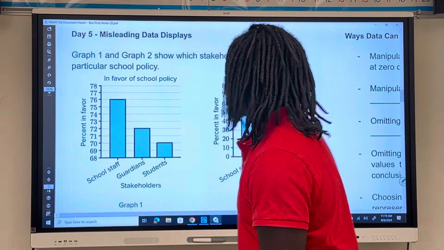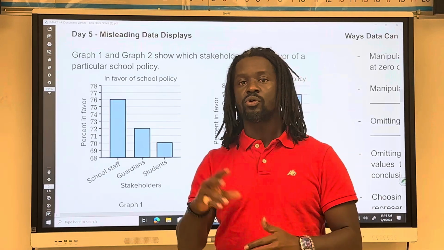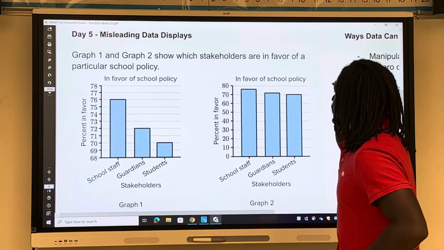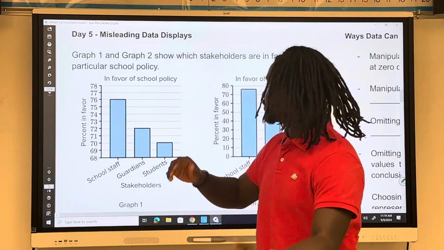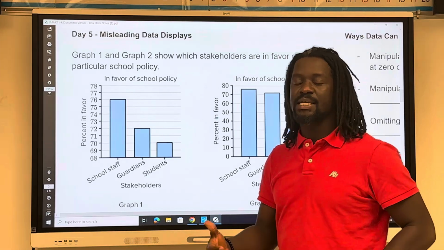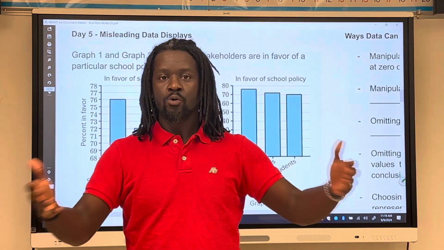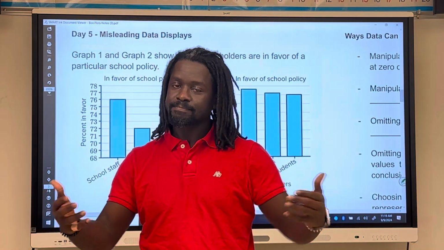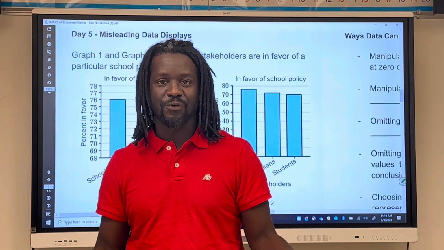So let's look at this first example. In this first example, you have 2 graphs, graph 1 and graph 2, showing the stakeholders that are in favor of a school policy. Let's say this policy is who is in favor of school uniforms. How would you vote? Would you like to have school uniforms? I bet you're probably shaking your head no.